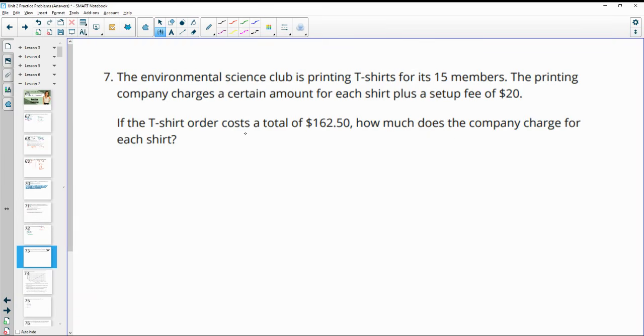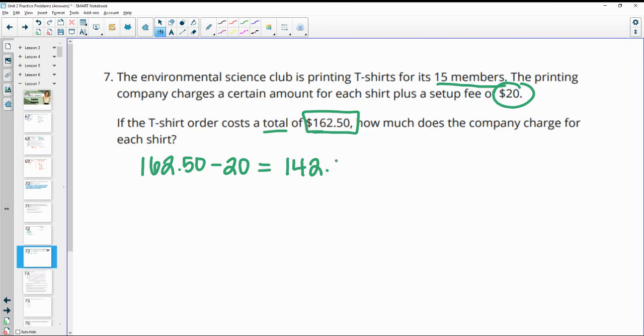Number 7: An environmental science club is printing t-shirts for its 15 members. The printing company charges a certain amount for each shirt plus a setup fee of $20. The t-shirt order costs a total of $162.50. How much does the company charge for each shirt? So we've got this total. We know that we're paying the setup fee one time, so we're just going to take this out of the total. Then $142.50 would be our cost for all the t-shirts, right? So the total t-shirt cost.